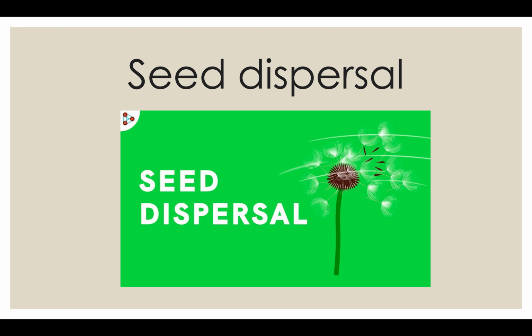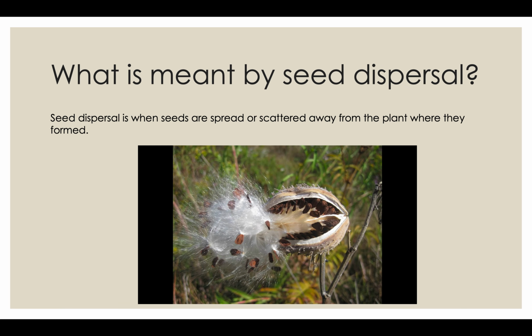Okay, so what is seed dispersal? I think most of you remember that seed dispersal is how seeds are spread. Okay? So, what is meant by seed dispersal? Seed dispersal is when seeds are spread or scattered away from the plant where they are formed.